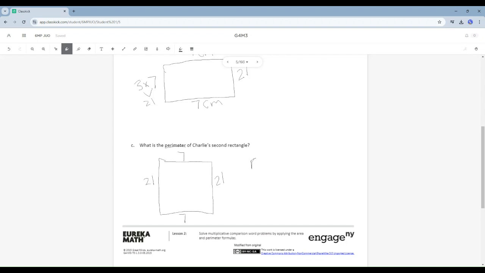So the perimeter is equal to 21 plus 7 plus 21 plus 7. 21 plus 7 is 28, plus 21 plus 7 is 28. And 28 plus 28, I'll go ahead and do a little bit of side work over here. 8 plus 8 is 16. 2 plus 2 is 4, plus 1 is 5, so 56. So the perimeter is equal to 56 centimeters.